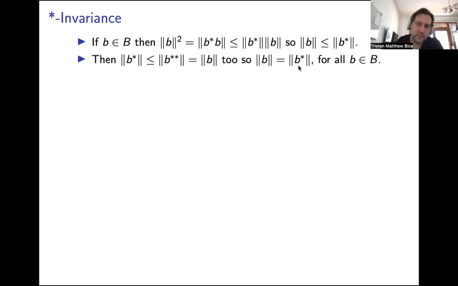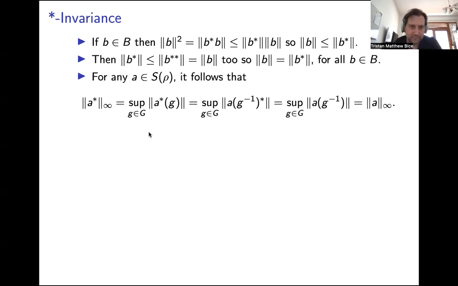So this is just for a single element in the total space of your bundle. But then it's easy to show, therefore, it follows immediately, basically, that the infinity norm of the star of any section now, right, is also going to be equal to the infinity norm of the original section A.